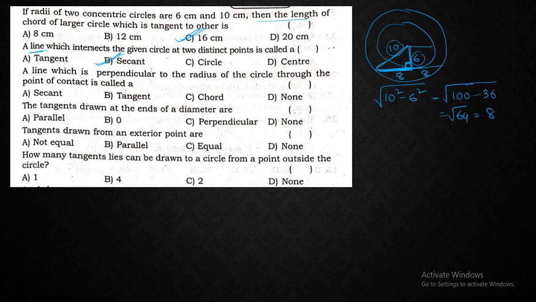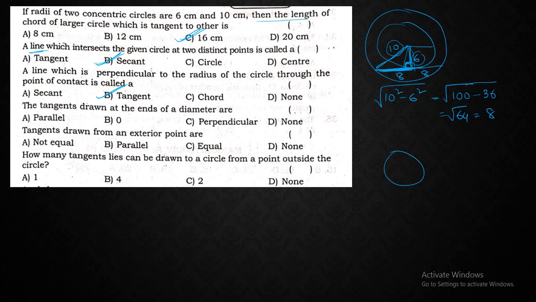Next, a line which is perpendicular to the radius of the circle through the point of contact is? A line which is perpendicular to the radius and passing through the point of contact is nothing but what we call a tangent. The tangent is drawn at the end of diameter r.